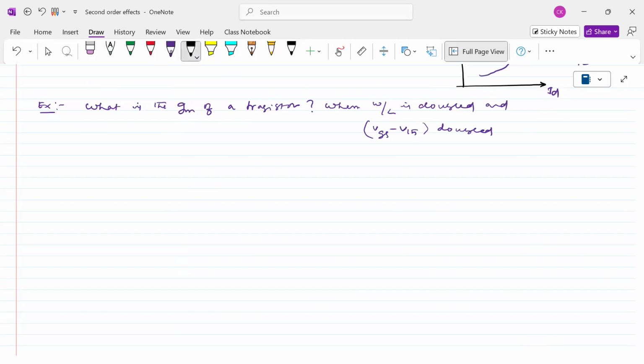See, what is the GM actually? I'm giving the W by L ratio and VGS minus VTH. Which form will be suitable? The first form: mu n Cox into W by L into VGS minus VTH. If I double this and double this one, what will happen to GM? It increases, right? How many times? 4 times.